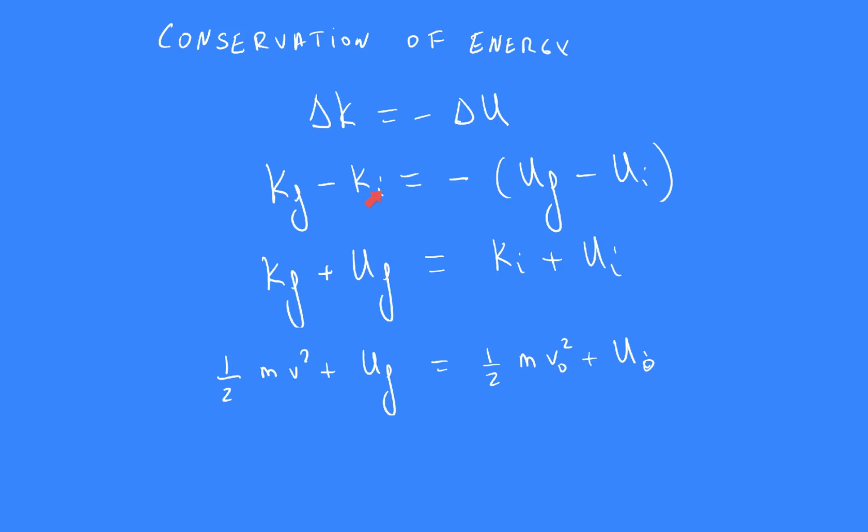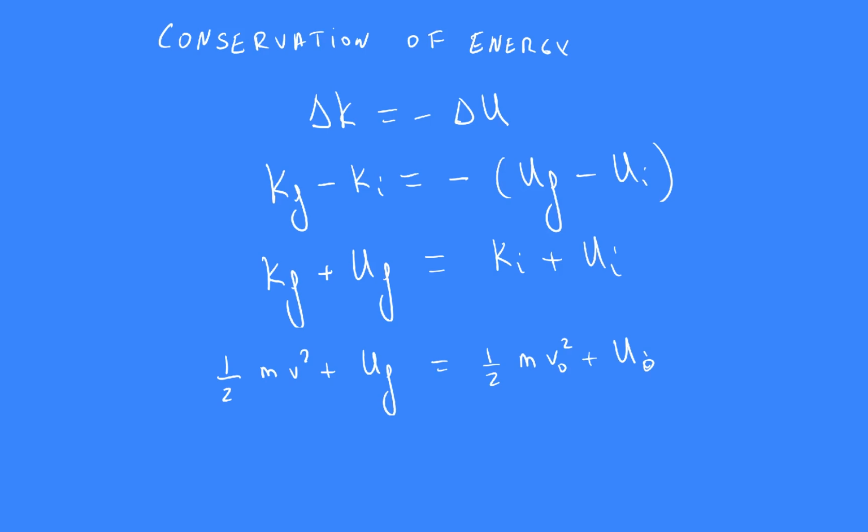What is the change? K final minus K initial. What is the change? U final minus U initial. With this minus sign, reorder this equation, and you will have K final plus U final. You see, minus U final you put on the other side, is plus U final, minus K initial you put on this side, plus K initial. So K final plus U final equals K initial plus U initial, and this is the statement of the conservation of energy that more or less says in general that you don't create energy.